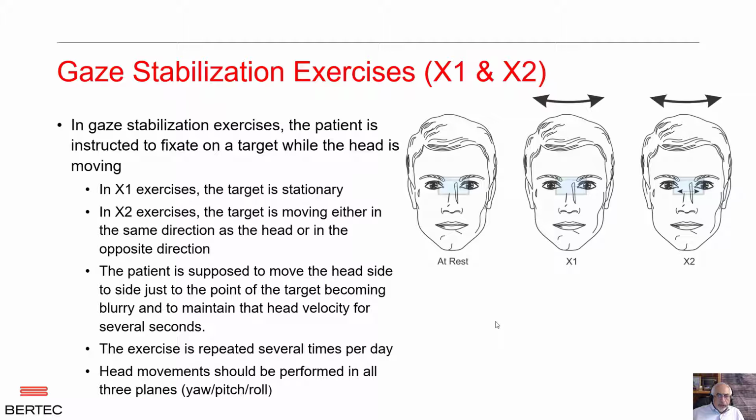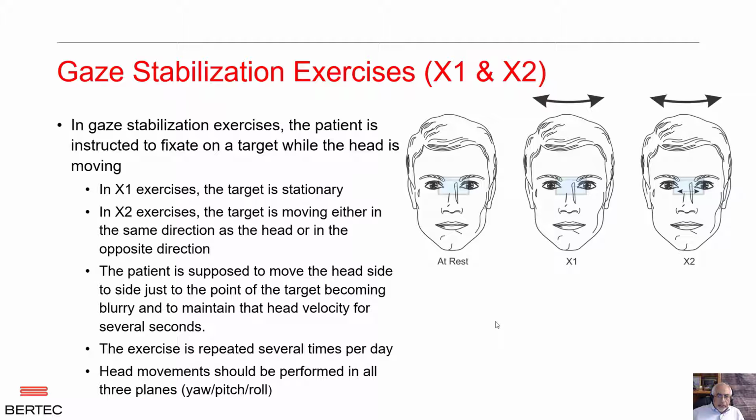The patient is also instructed to stay around the same velocity for several seconds and then to repeat the exercises a few more times. The aim is to gradually increase the head velocity where things become blurry so that the patient's dynamic visual acuity can improve for higher head velocities. In the X1 part of the exercise, the target or the business card is stationary and can be held in hand or affixed to the wall.